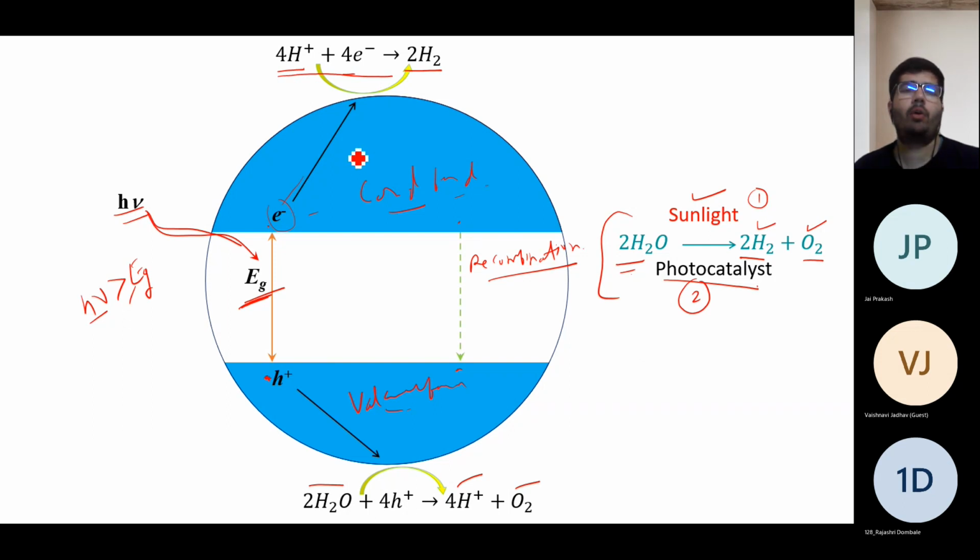So now we will see how we can do this and how we can eliminate the recombination, because if the recombination is happening, then these electrons and holes will not take part in the reactions and will not generate the hydrogen and oxygen, and they will only remain in this particle only.